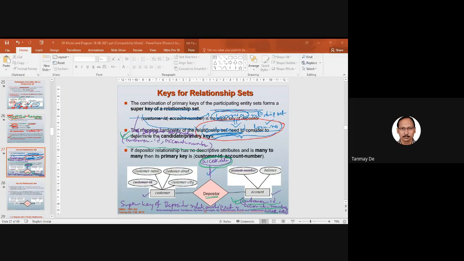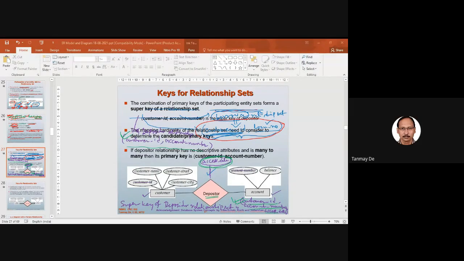This is a ternary relationship set associating employee, branch, and job. What is the meaning of that? A particular employee can work in any branch, but in a particular branch, he or she can work only a single job. You understand?